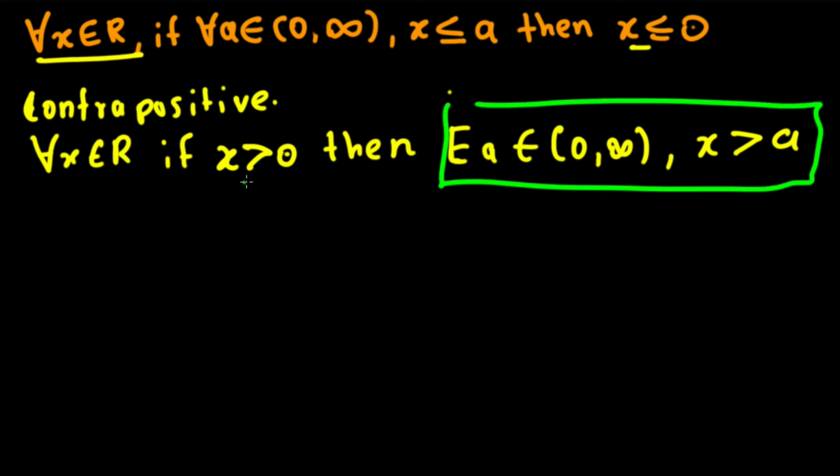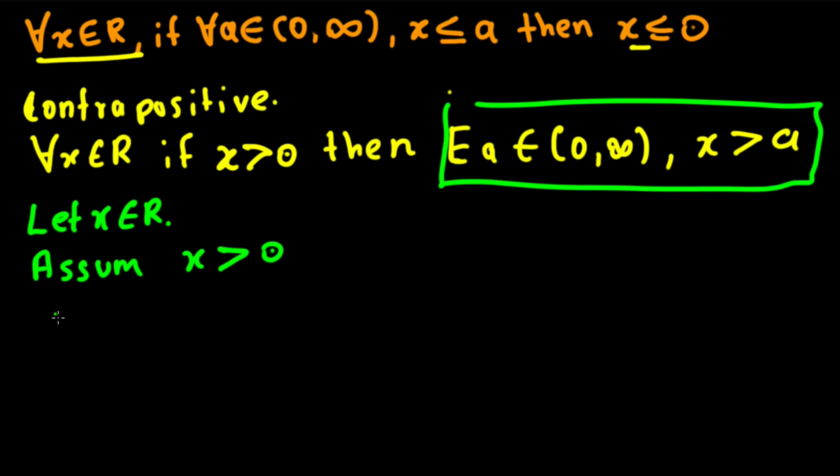Okay, here the claim is the one that comes after then. We have to use the first one to prove this one. So here what we do, we let x belongs to a real number, and also we assume x is greater than 0, and let's put a is equal to x divided by 2. So we know that x is greater than 0. So if x is greater than 0, we can also write it as 0 is less than x.